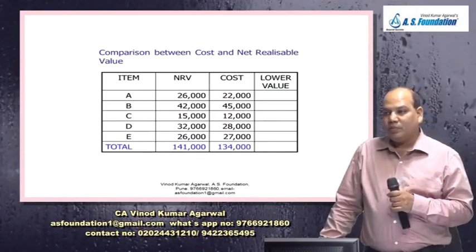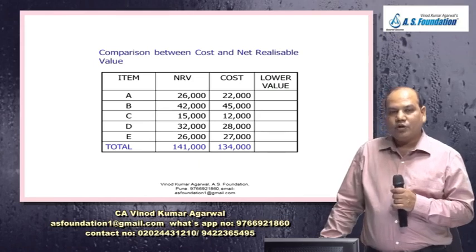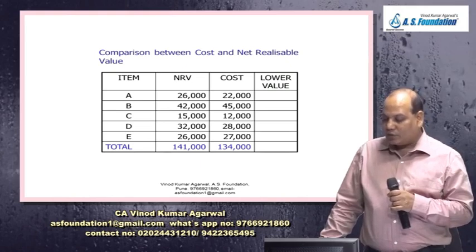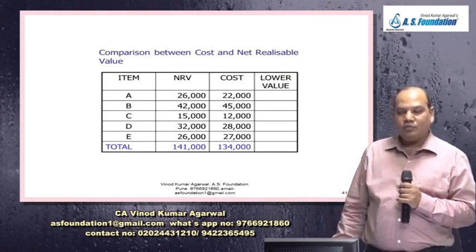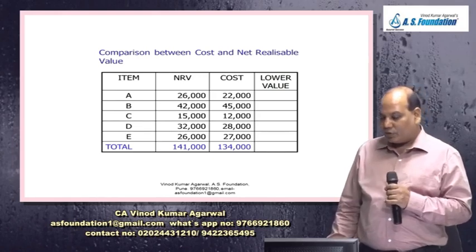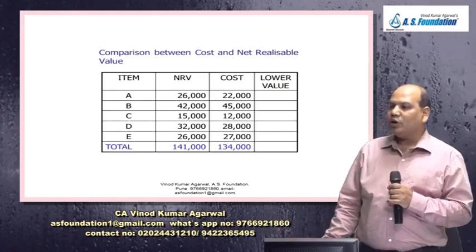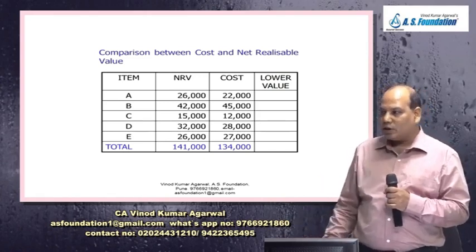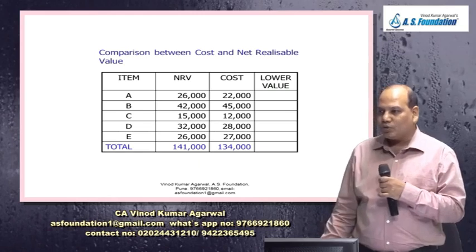Because the measurement principle of inventory is cost or NRV, whichever is lower. So that in case the value of the inventory has gone down, the asset will not appear above its NRV. And if the NRV is high, we will record it at cost. We will not realize the profit. We will not record the profit unless the inventories are sold.